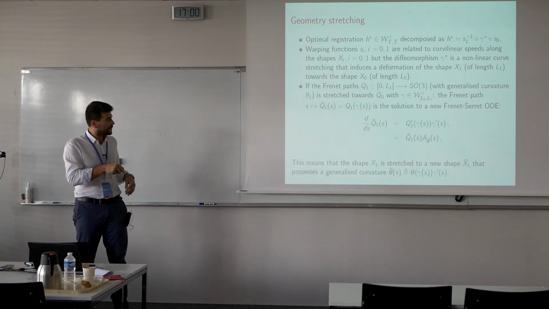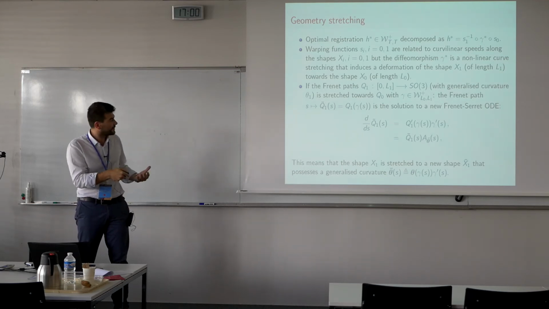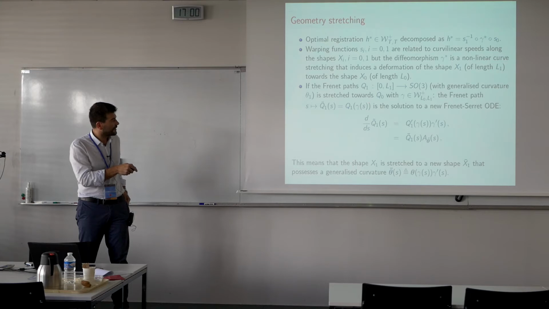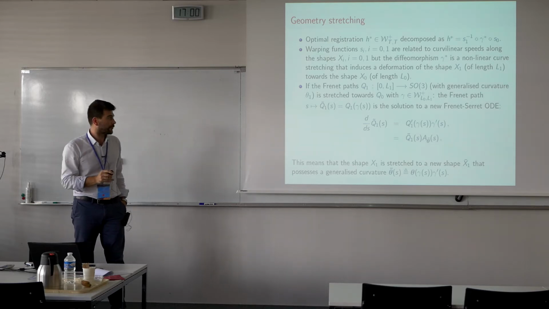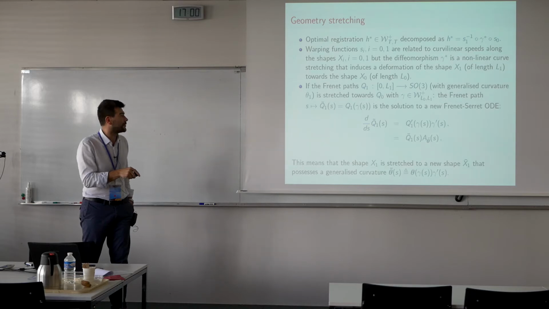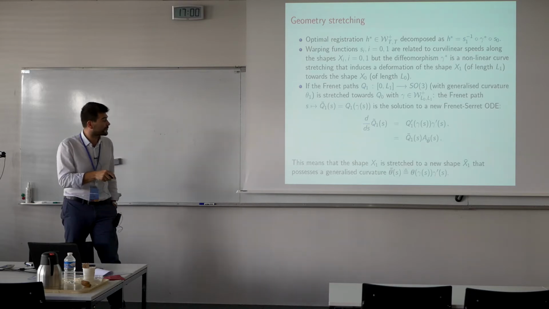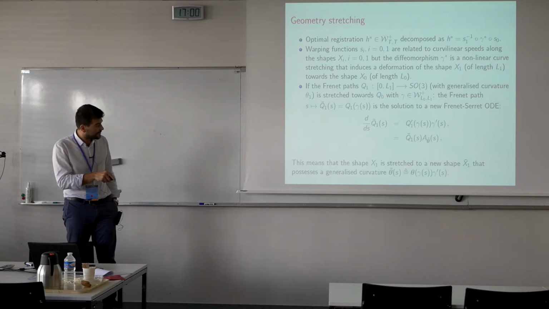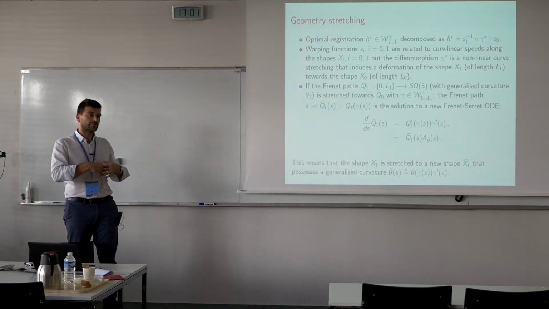And what happens is that when I look at what I get by doing this stretching, this stretched Q tilde is the solution of a new Frenet-Serret ODE, of course. And what's interesting is that you can find the corresponding generalized curvature. The generalized curvature is the following: theta, the generalized curvature, is stretched, but multiplied by gamma prime. And this is your transformation.